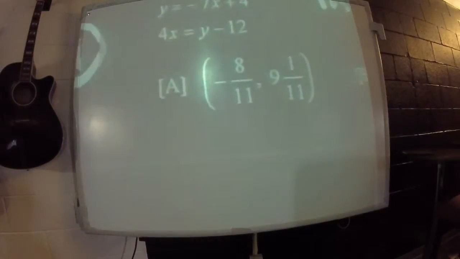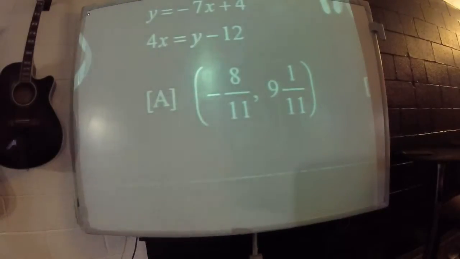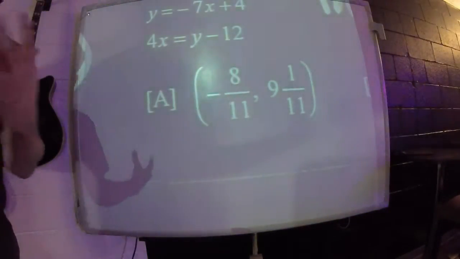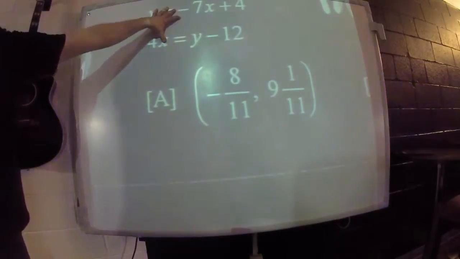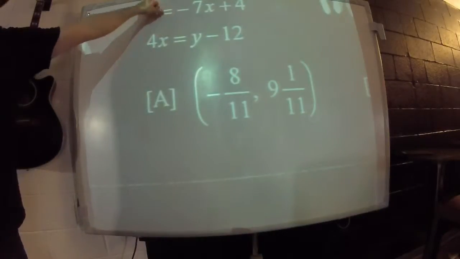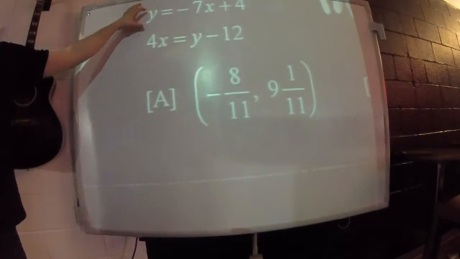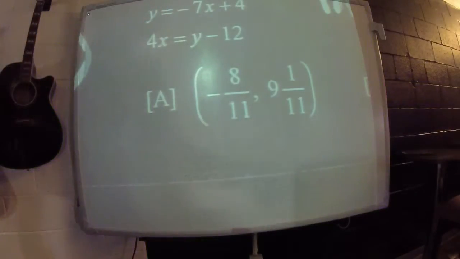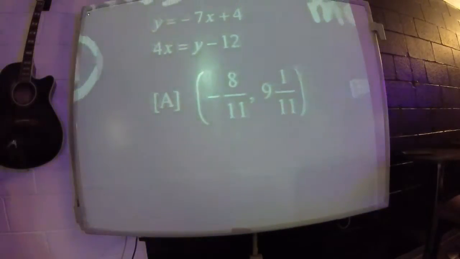So here's your system. I've got y equals negative 7x plus 4 and 4x equals y minus 12. Which method would work best for this system? Substitution. Why? Because we have a y equals. So let's say substitution method.